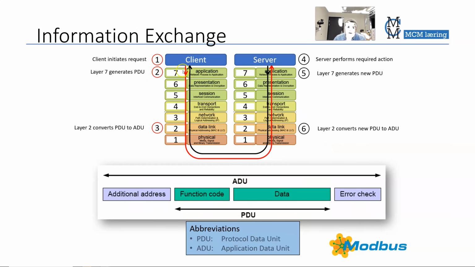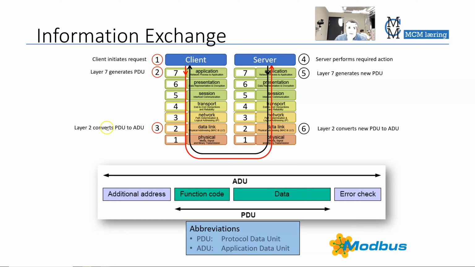When you send a message, the message is generated by the client. In layer 7, you have definitions on how a PDU is supposed to be built. A PDU is a protocol data unit. So it's a data unit from Modbus with a Modbus message. And the message contains a function code and data. We will come back later to what is in this function code and what's in the data.